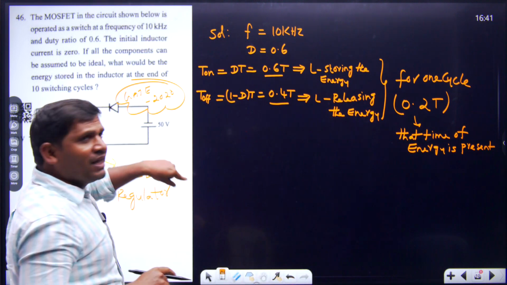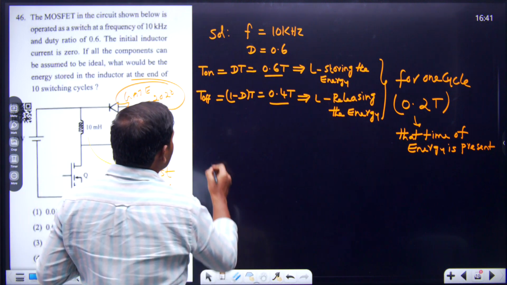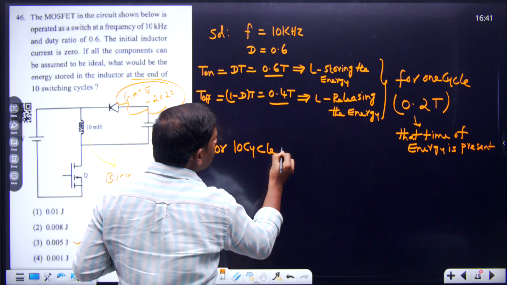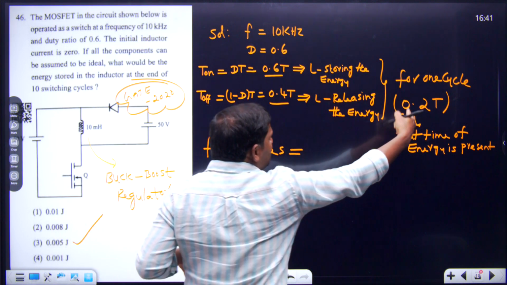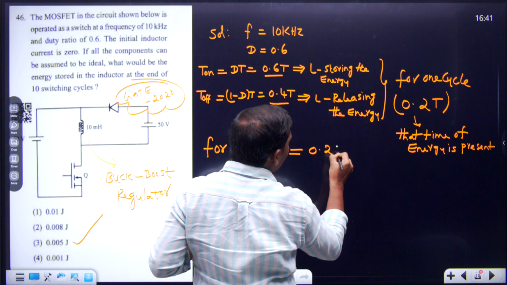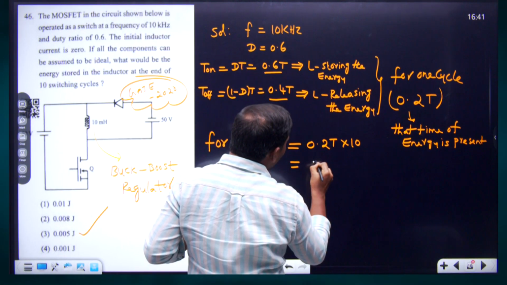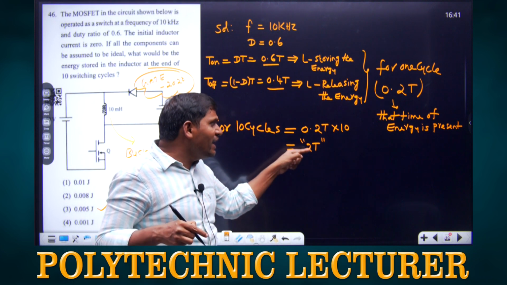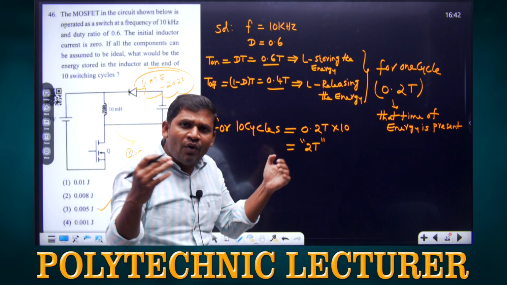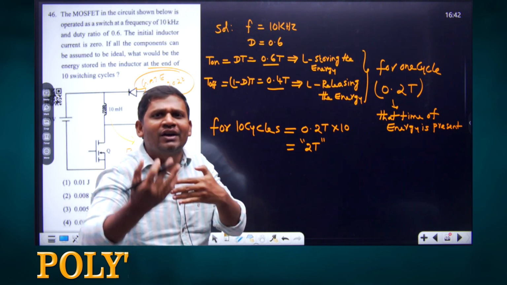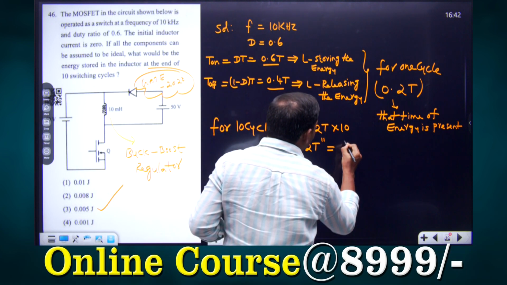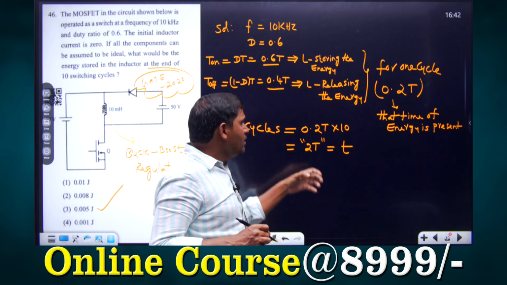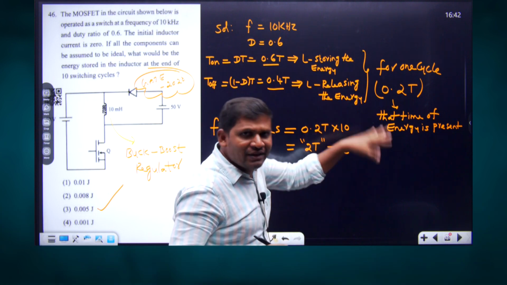But here, after 10 cycles, 10 cycles means this is for one cycle. 10 cycles means 0.2T into 10. During 2T time, whatever the energy stored, that much of energy is present in the inductor after 10 cycles. Okay, this is the T, students. 2T time of energy, whatever is stored in the inductor, that energy is present after 10 cycles.